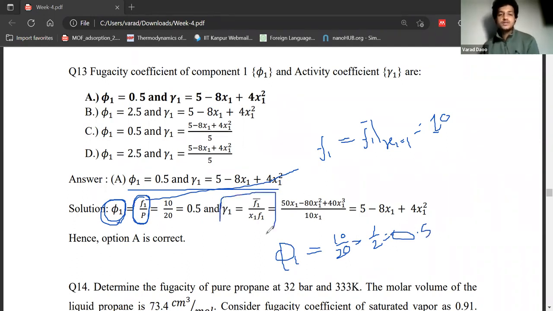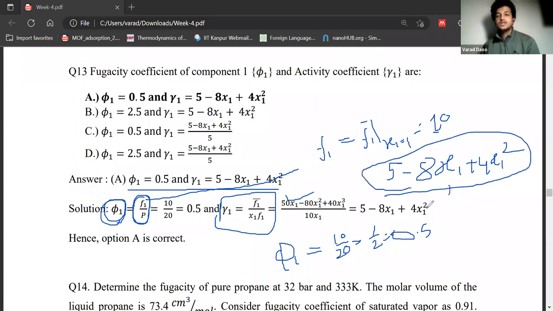Now gamma 1 is what? The expression for gamma 1 is f1 bar by x1 into f1. It is the actual fugacity divided by the ideal solution fugacity, right? So f1 bar is nothing but this expression, and x1 is x1, f1 we already calculated as 10. So if we divide, what are we left with? We are left with 5 minus 8x1 plus 4x1 square, right? The correct answer is option A.